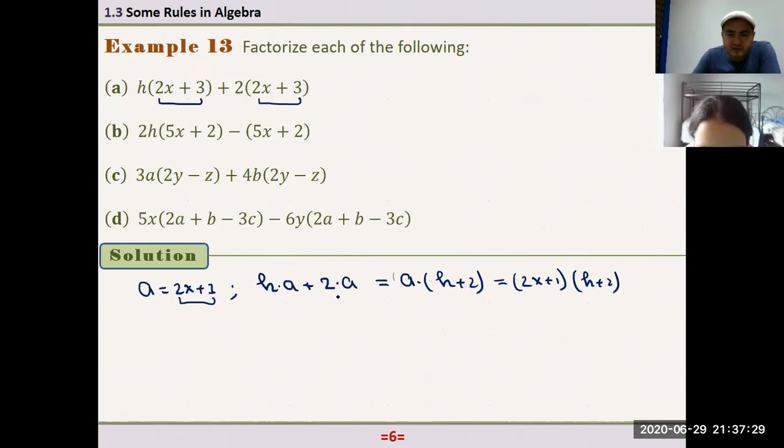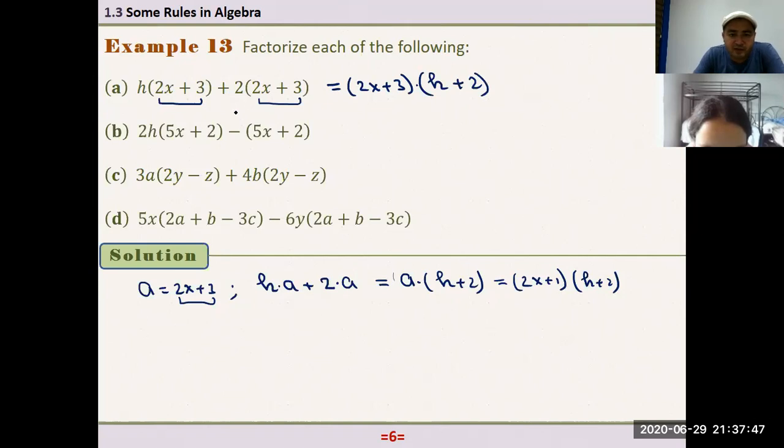You see, actually, we are using the same idea also here. So here we have 2x plus 3. It's a common factor. Take this out. 2x plus 3 times, and what is that here? We have h plus 2.